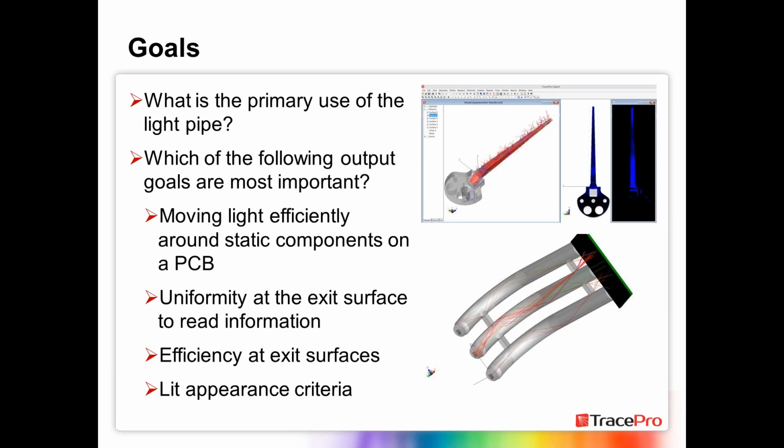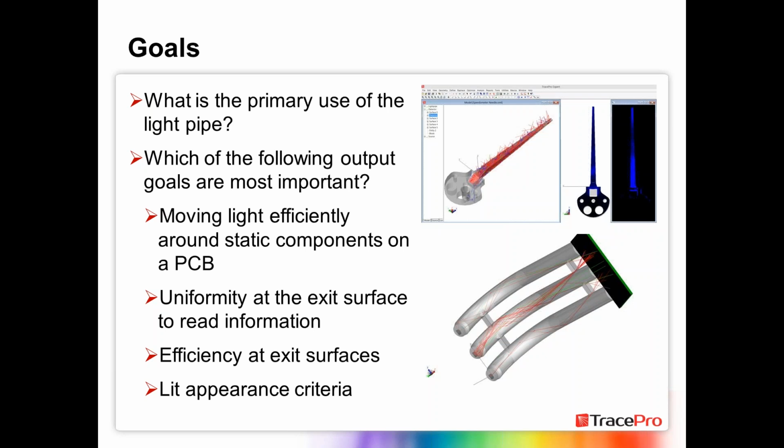So, in terms of goals, what is going to be the primary use of the light pipe? And which of the following output goals are most important to you? Is it moving light efficiently around static components, like we've got an LED on a PCB board? We want to then throw the light through the pipe and get it to another location, and then show that uniformly or with as much power as possible, if we just want to see a lit on or lit off type appearance. Finally, what's the uniformity of the exit surface going to look like?